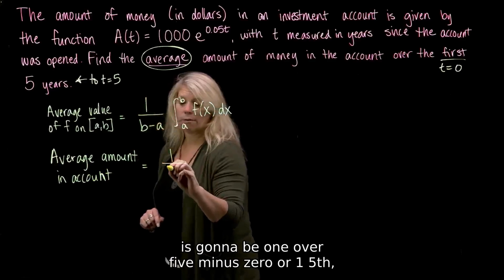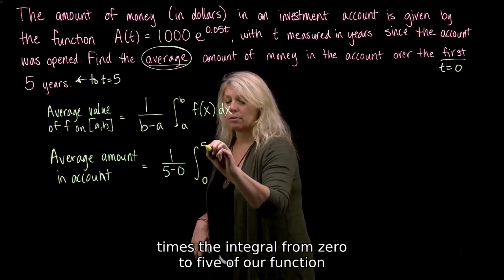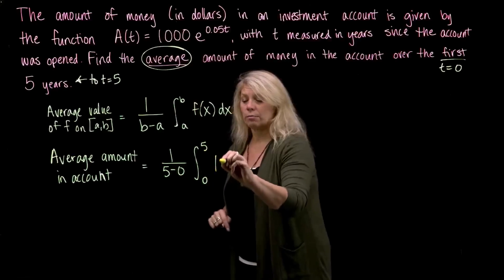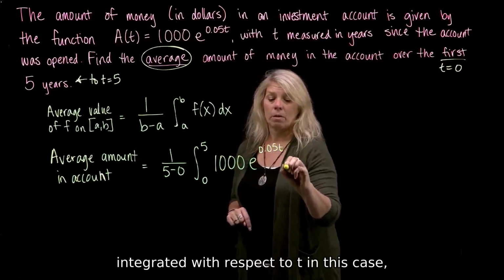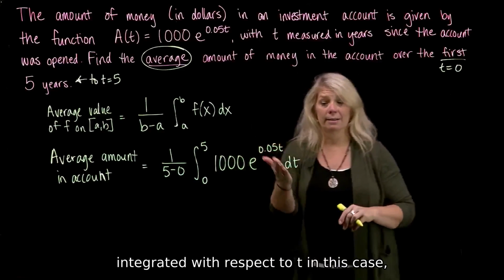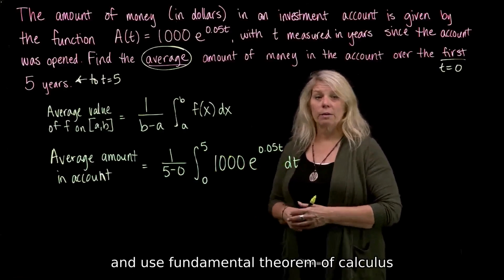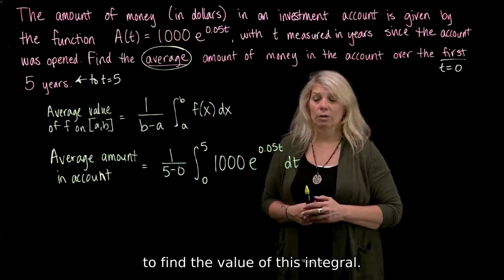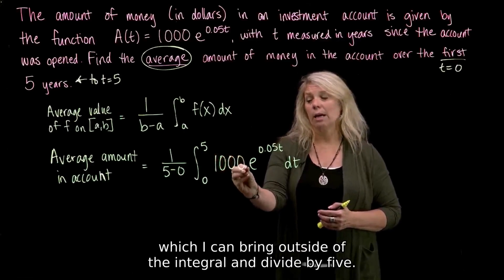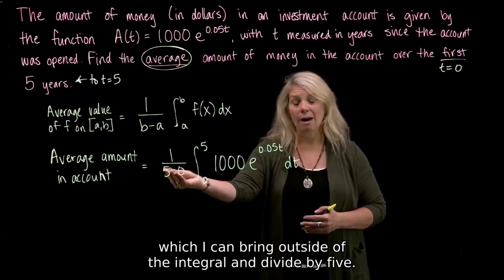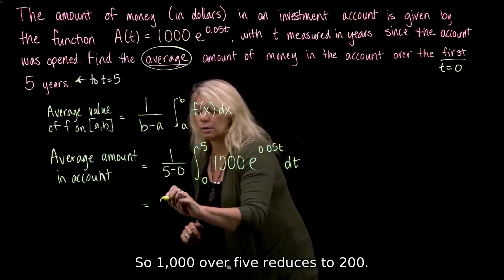is going to be 1 over 5 minus 0, or 1/5, times the integral from 0 to 5 of our function, integrated with respect to t, since that's our variable here. All right, so now I have to find the antiderivative and use the fundamental theorem of calculus to find the value of this integral. I might notice that I have this 1,000 coefficient here, which I can bring outside of the integral and divide by 5. So I'm going to go ahead and do that. So 1,000 over 5 reduces to 200.